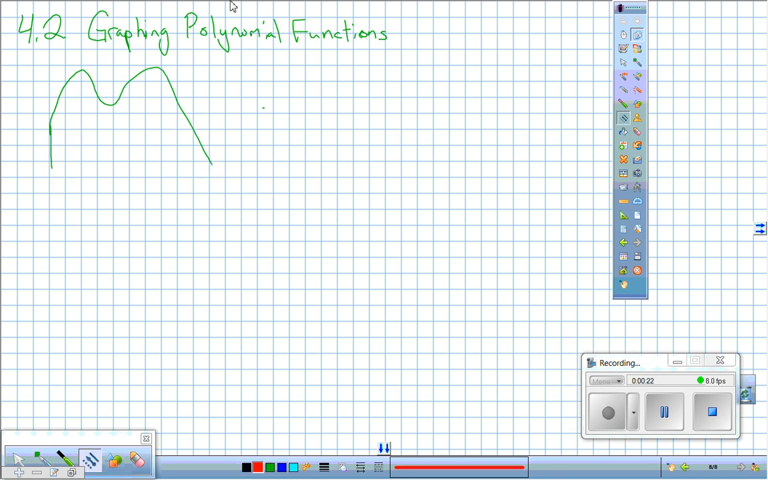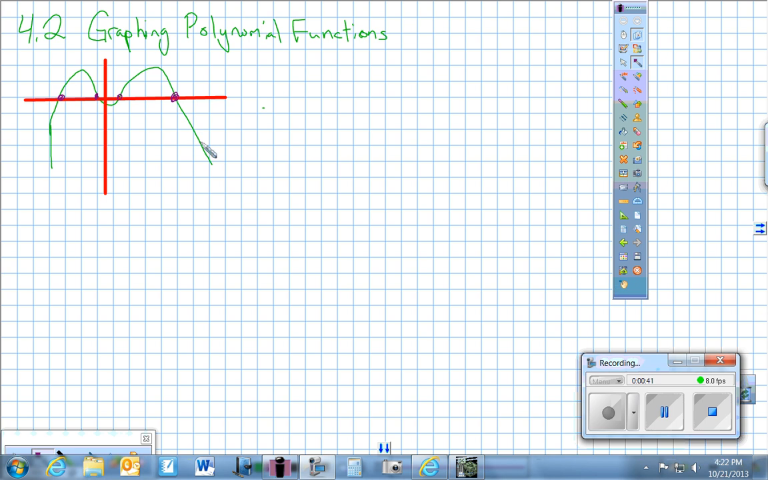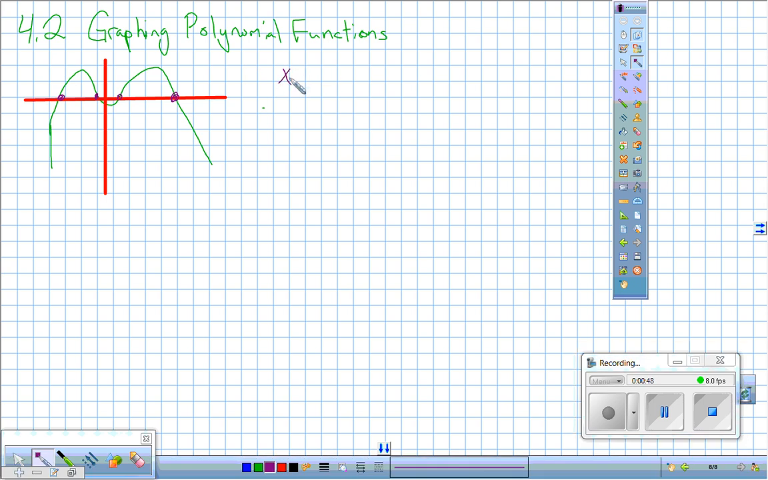and maybe if I drew in my axes right here, the most number of zeros that I can possibly have, so my zeros would be where it crosses the x-axis. Those are called my x-intercepts or my zeros. So in this case, if I were to list my x-intercepts, just so you know how to write them differently, because they are written differently.